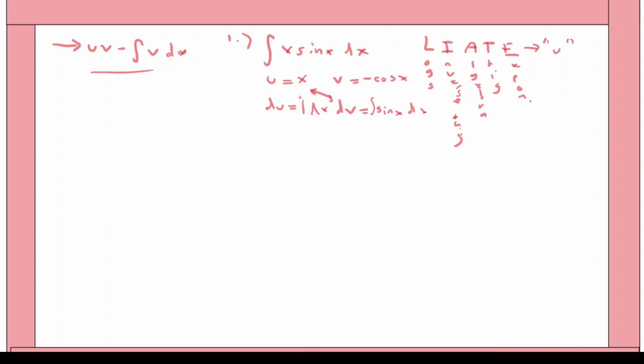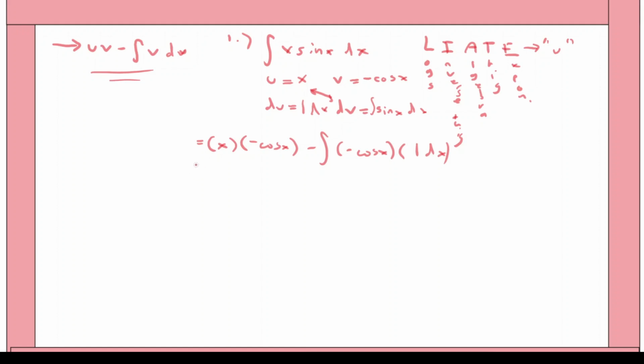After we do that, we just use this formula we derived up here, and we're just going to go fill it in. So u, we know, is x, as we just defined. V, we know, is negative cosine of x. And then we minus the integral of v, which again is negative cosine of x. And then we have du. And du is, of course, 1 dx. So we just put 1 dx.